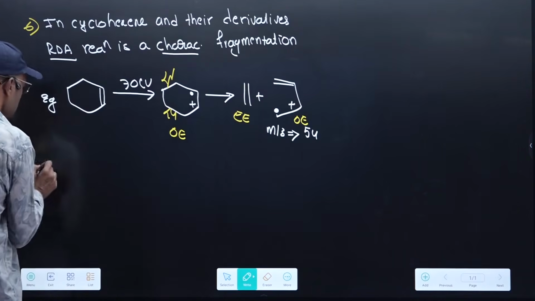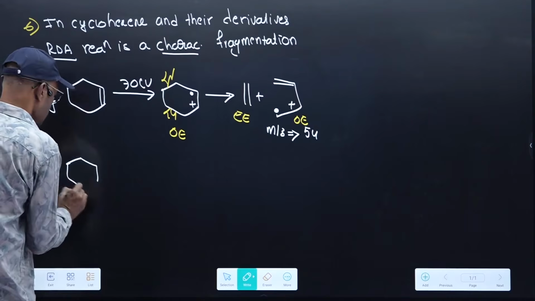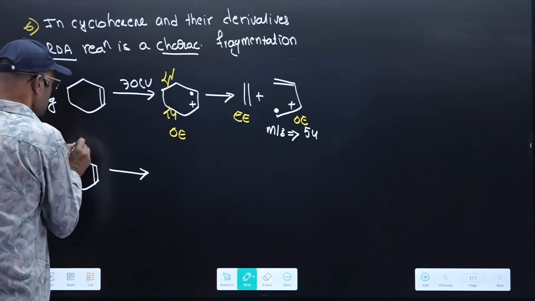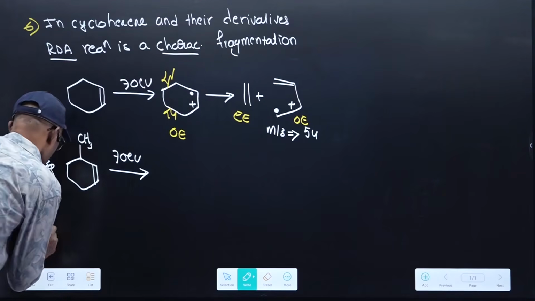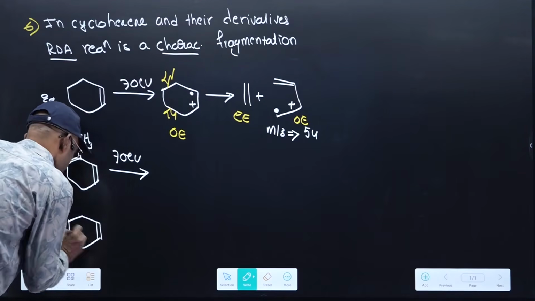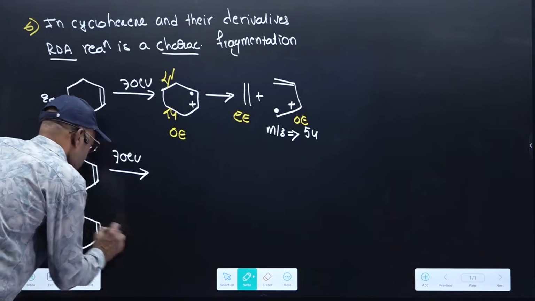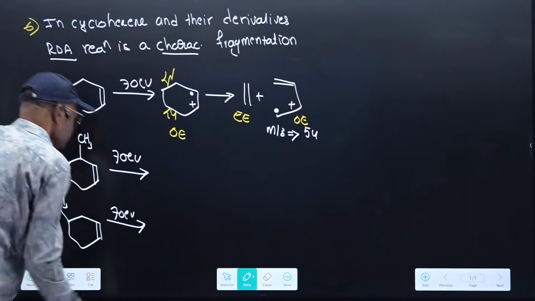Now, can you apply this? See. Give the retro-Diels-Alder product of this one. This is 70 electron volts. What is the answer?